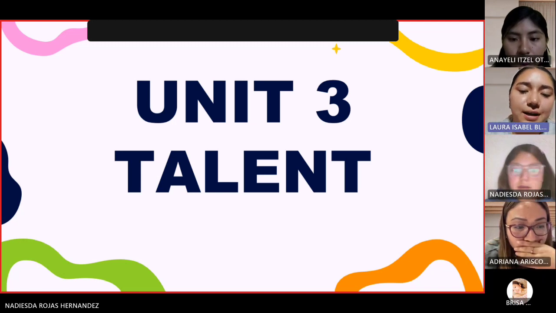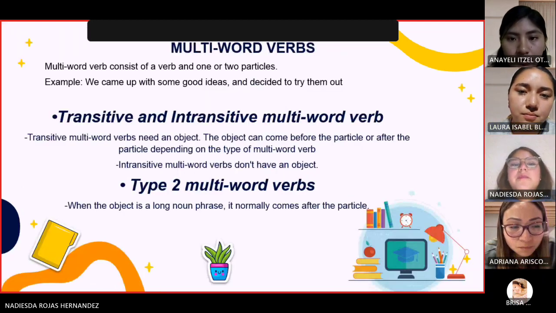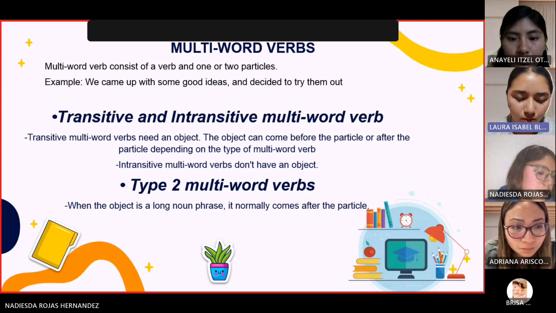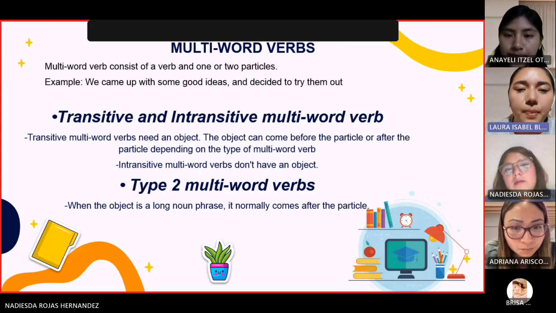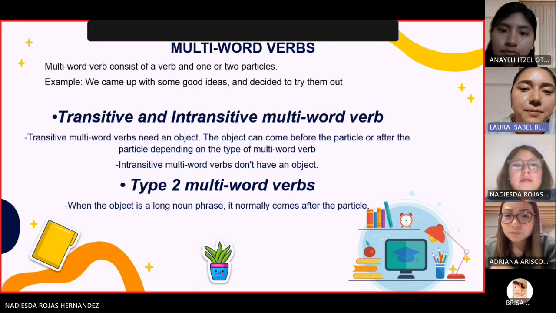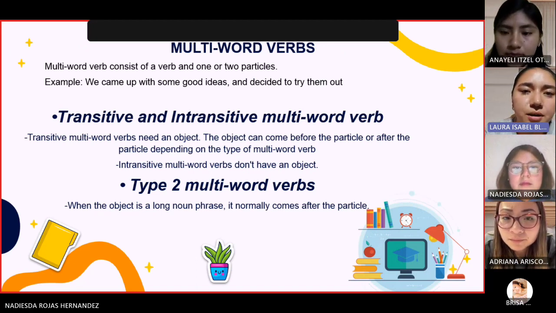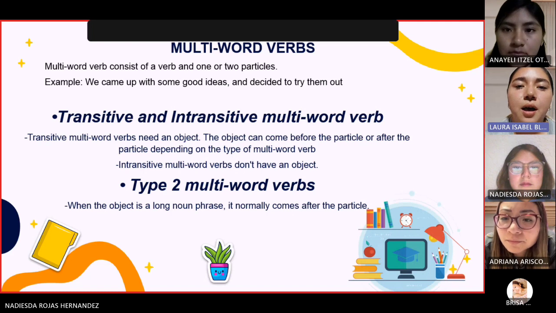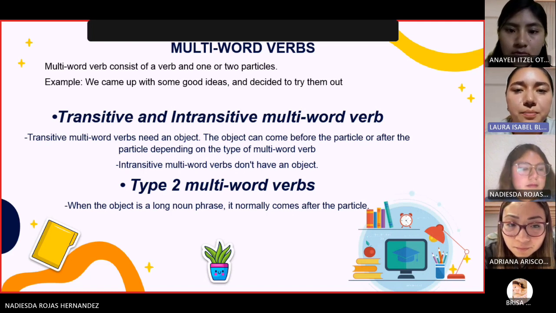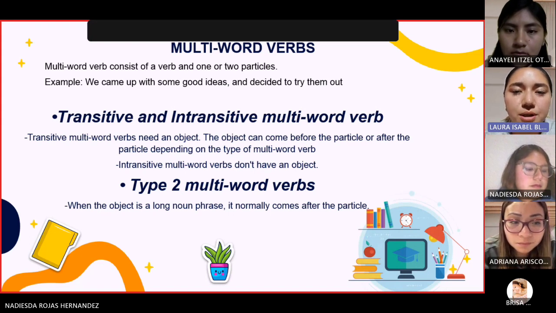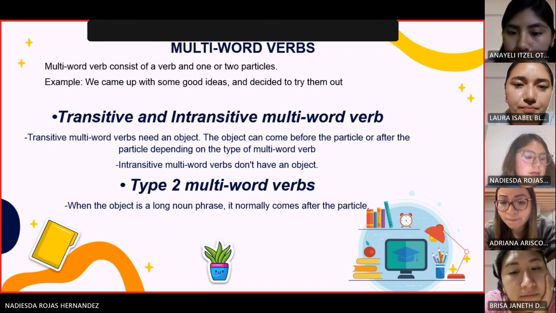Unit 3, talent. The multi-word verbs. Multi-word verbs consist of a verb and one or two particles. For example, we came up with some good ideas and decided to try them out.